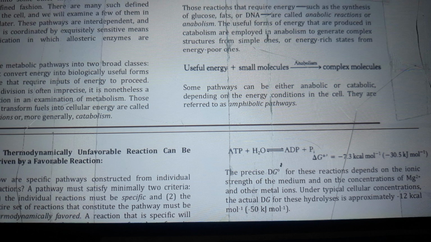Those reactions that require energy, such as the synthesis of glucose, fats, or DNA, are called anabolic. In reactions of anabolism, the useful forms of energy that are produced in catabolism are employed to generate complex structures from simple ones, or energy-rich states from energy-poor ones. Useful energy plus small molecules gives complex molecules through anabolism. Some pathways can be either anabolic or catabolic, depending on the energy conditions in the cell. They are referred to as amphibolic pathways.